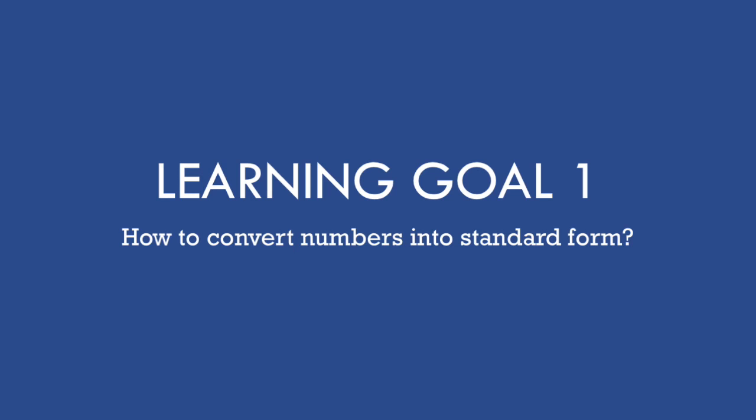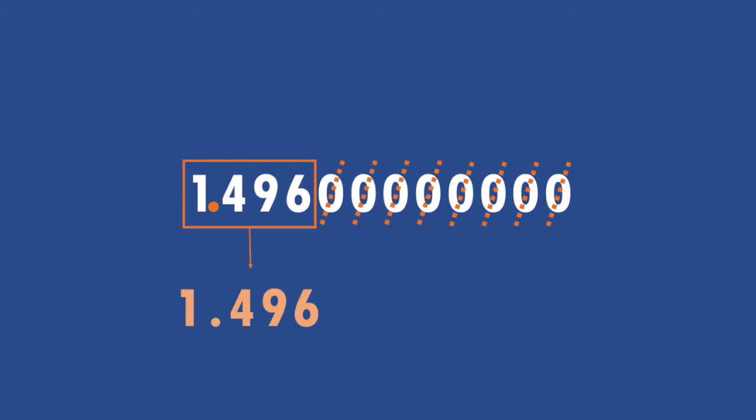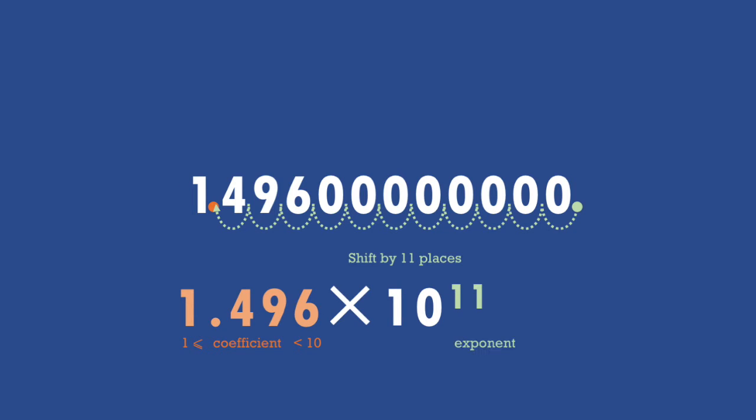Here's learning goal 1, how to convert numbers into standard form. Step 1, put the decimal point after the first digit and drop the non-significant zeros to get the coefficient. The coefficient has to be at least 1 and strictly less than 10. Step 2, count the number of places from the decimal point to the end of the original number to get the exponent of the base 10.